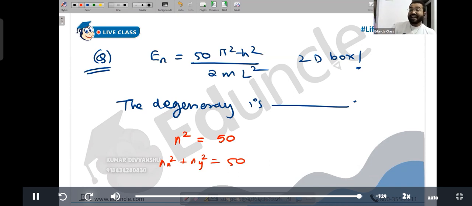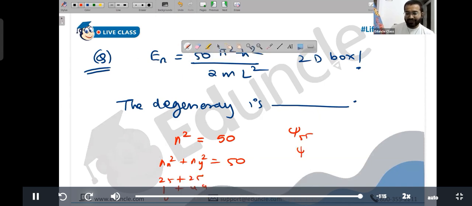7, 1 and 1, 7, and 5, 5. Yes, 3. 5, 5 is a possibility because you get 25 plus 25. Then you have 1 plus 49 as a combination, and 49 plus 1 as a combination. All of them are 50. So 5, 5, 1, 7 and 7, 1. You have 3 degeneracy. I hope the concept of degeneracy has settled in your minds.